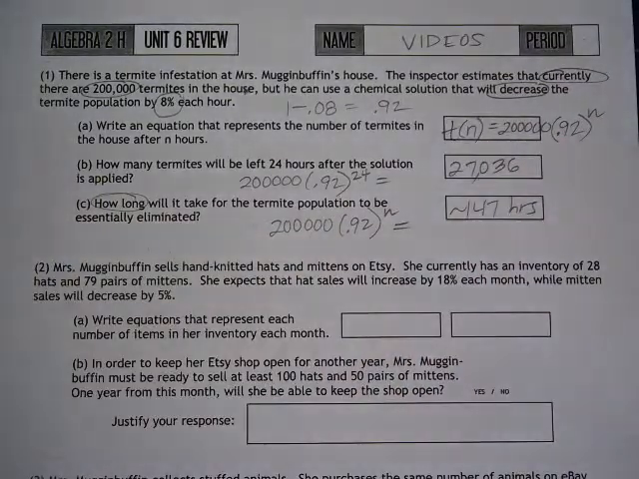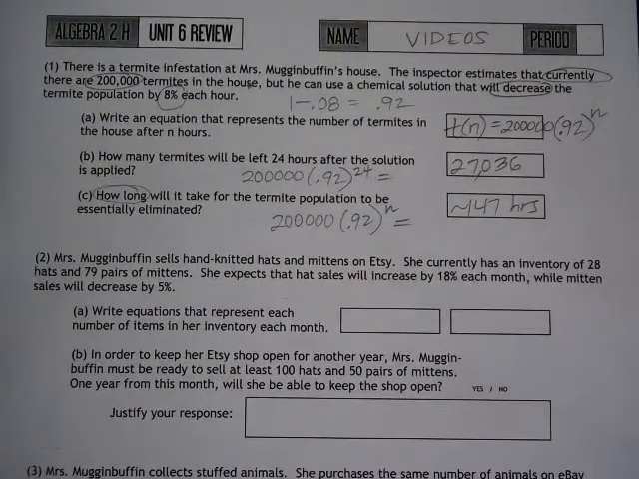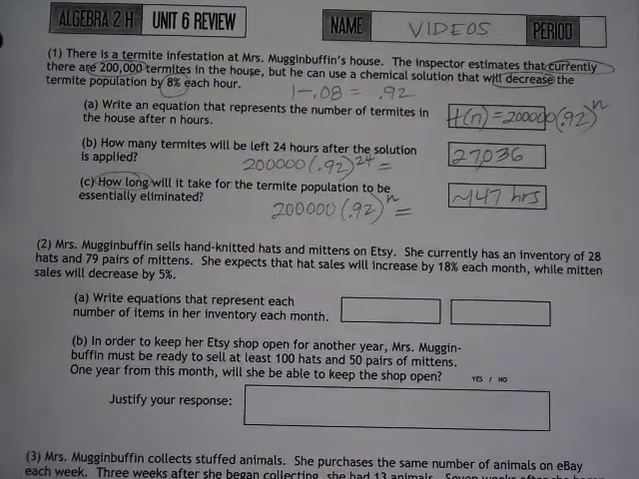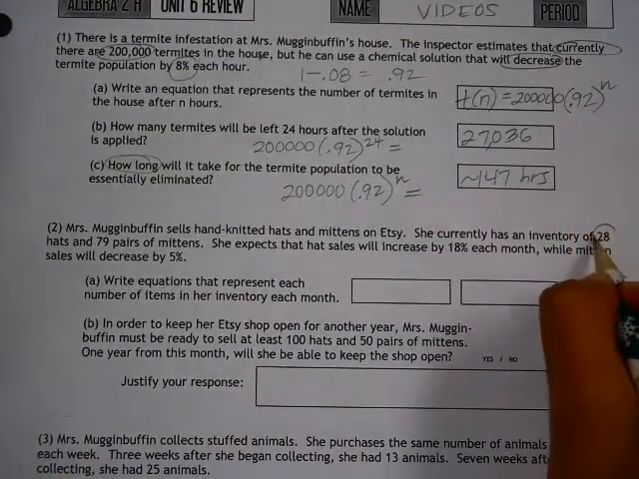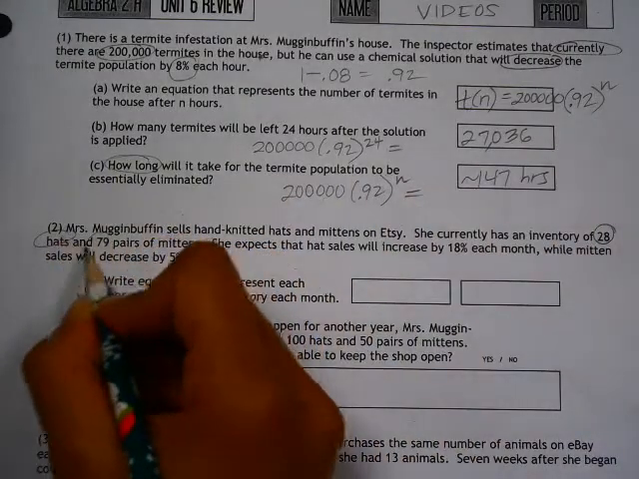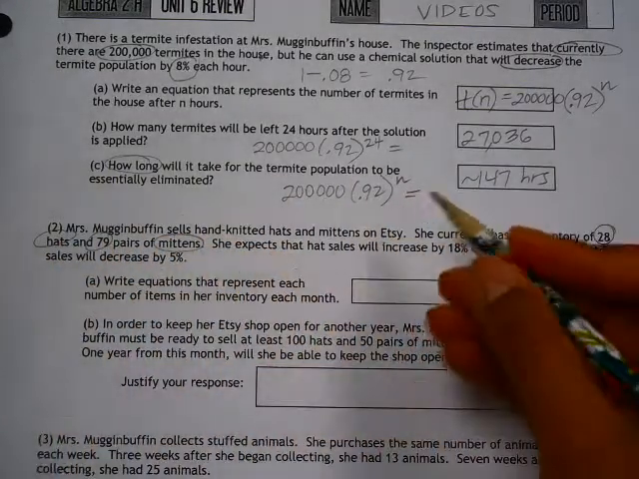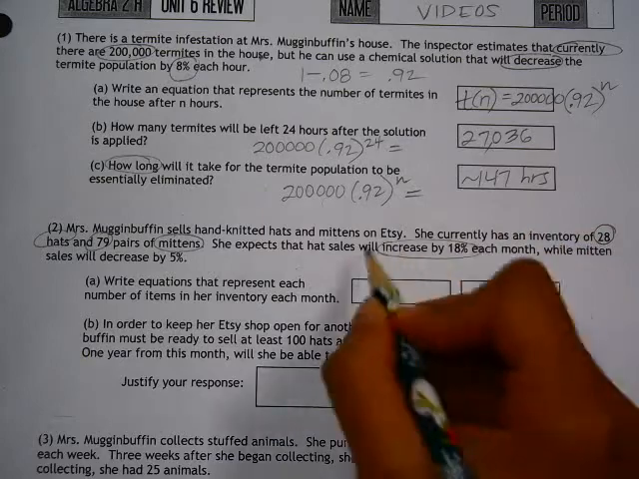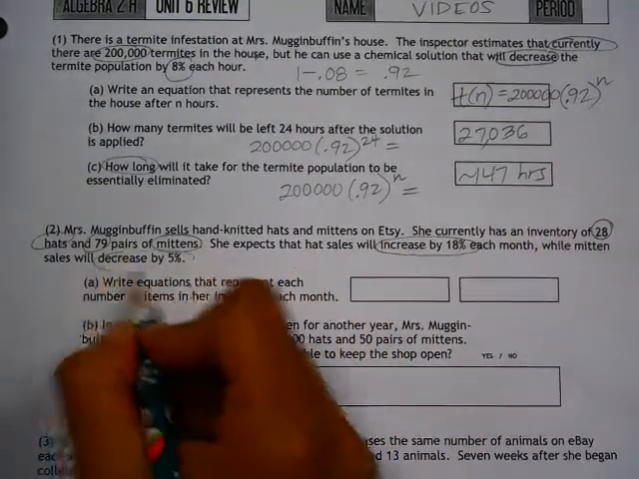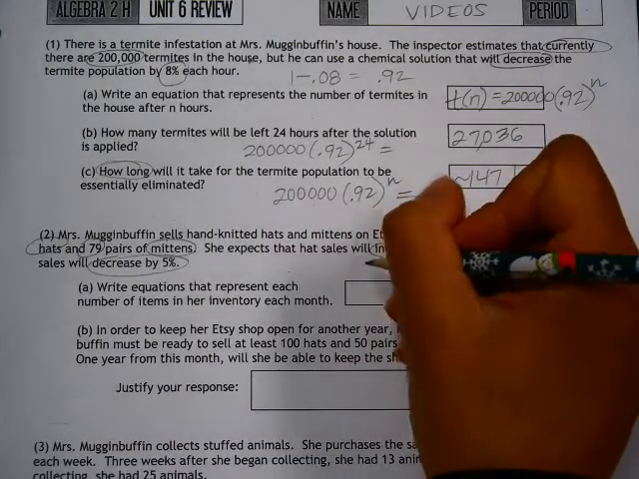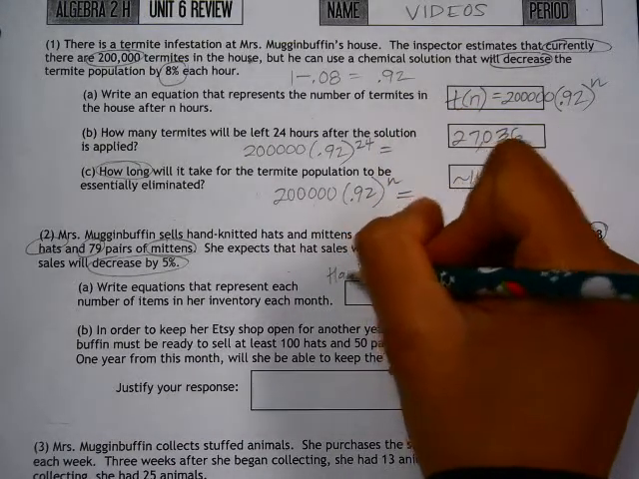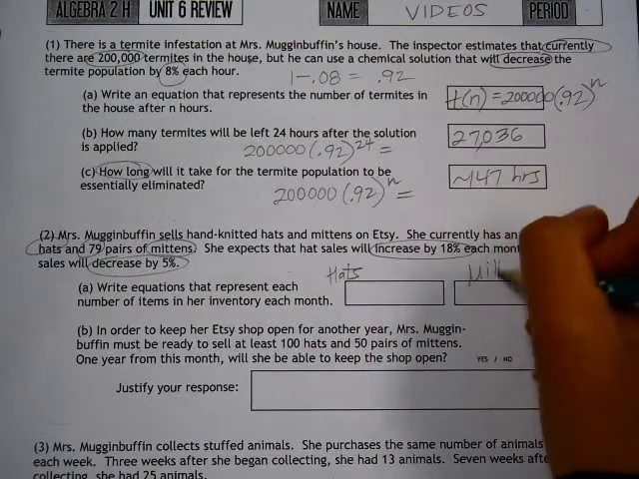Alright, number 2 is also a percent problem. Mrs. Muggenbuffin sells hand-knitted hats and mittens on Etsy. She currently has an inventory of 28 hats, 79 mittens. She expects the hat sales will increase by 18%, mitten sales will decrease by 5%. So for the equations, we need one equation for hats, one equation for mittens.